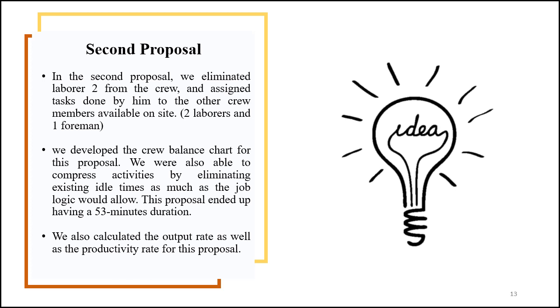Moving forward to the second proposal. In the second proposal, as mentioned before, we eliminated laborer 2 from the crew and assigned tasks done by him to other crew members, which are laborer 1 and 3, and also the foreman.